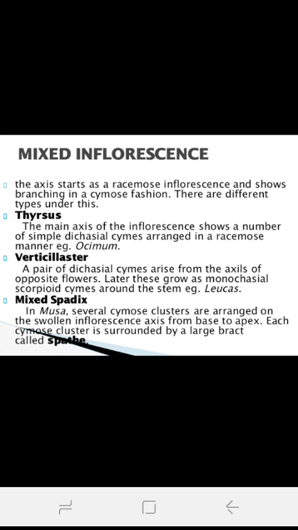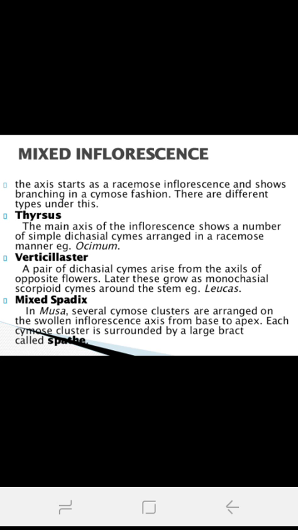Then verticillaster, you can include this in the special type as well as the mixed type. A pair of dichasial cymes arise from the axil of opposite flowers. Later it grows as a monochasial scorpioid cyme. So a mixture of both monochasial and dichasial cyme. Example is Leucas.